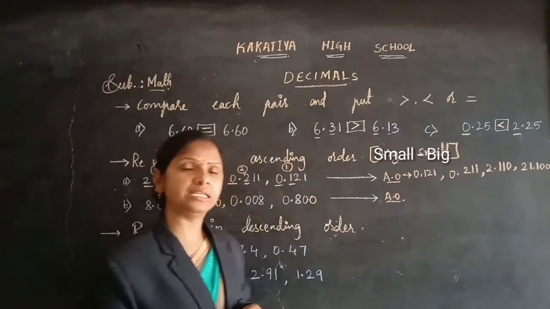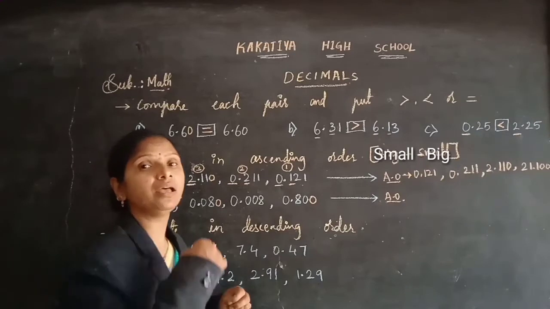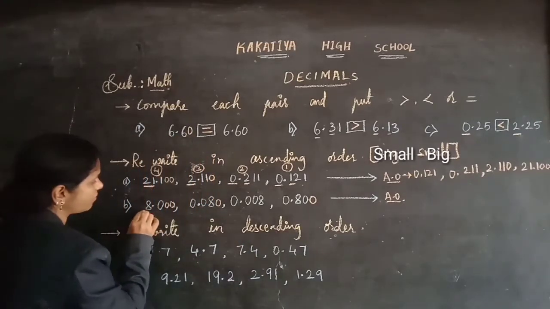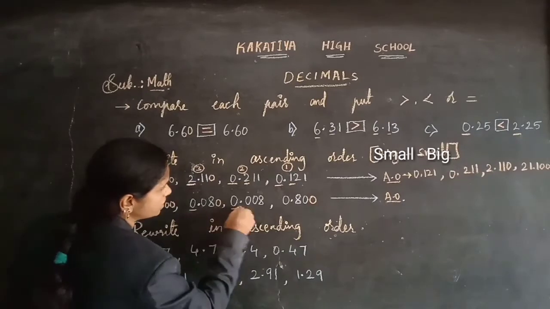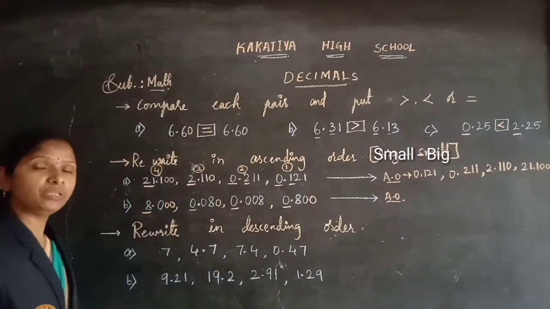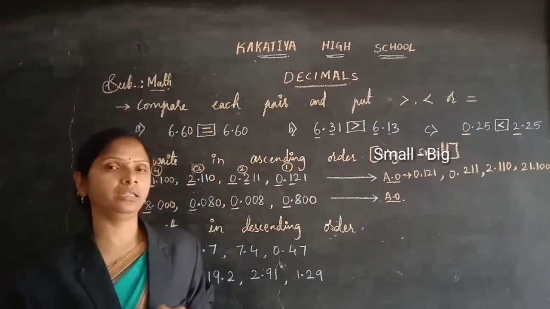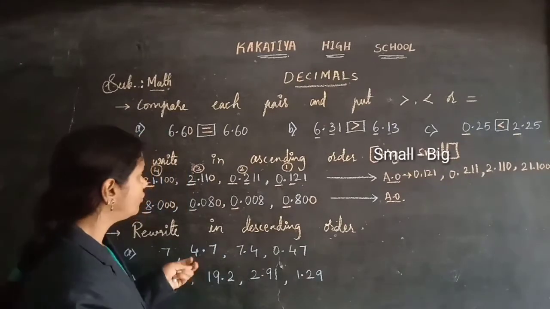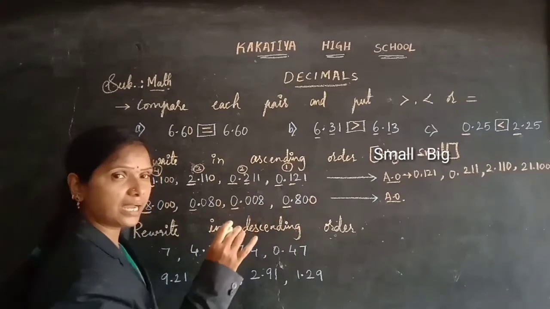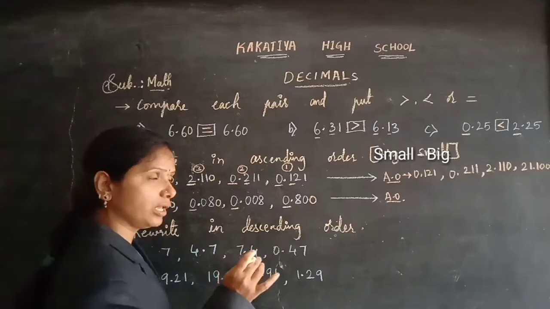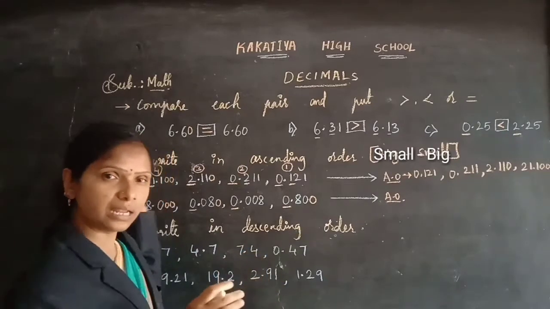After changing into like decimals, children, first you compare the integral part of the given numbers. What are the integral parts of the given numbers? 8, 0, 0, 0. So which is the smallest in this? 0 is the smallest in the integral part. Then first you compare, keep beside which is bigger. 8 is bigger now, integral part. So we can take it to the last place.